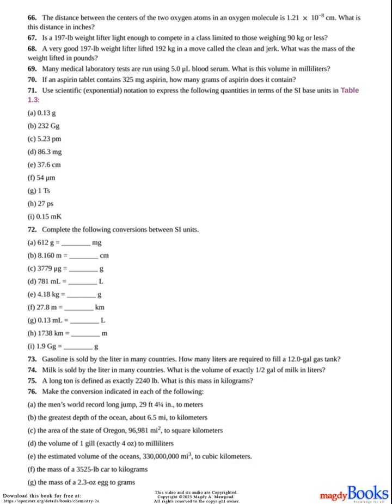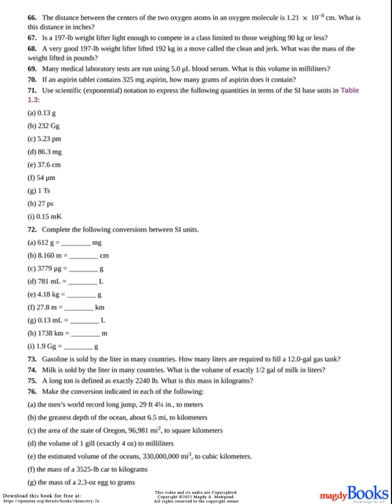71. Use scientific, exponential, notation to express the following quantities in terms of the SI base units in Table 1.3. A. 0.13 gram. B. 232 gigagram. C. 5.23 picometer. D. 86.3 milligram. E. 37.6 centimeter. F. 54 micrometer. G. 1 terasecond. H. 27 picosecond. I. 0.15 millikelvin.